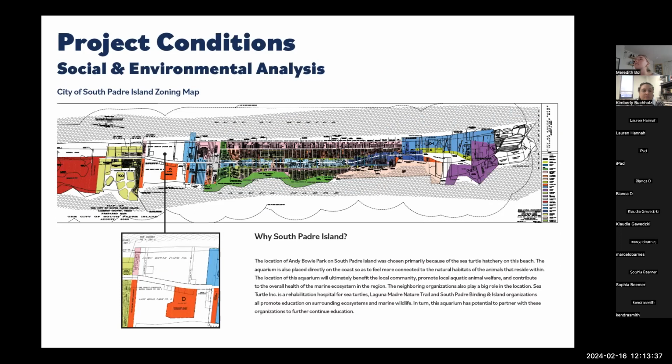So then diving into where I'm at now, this is where I started about a month ago. I chose to position my aquarium on South Padre Island, in the south of Texas. I have a zoning map here showing what's on this island. I have a little focused in part here. It's going to be in Andy Bowie Park. And I chose this primarily because there is an existing sea turtle hatchery on this beach.